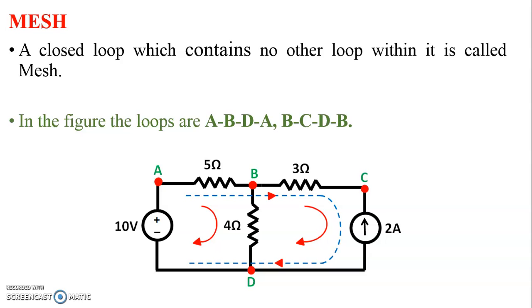So next is the mesh. A mesh is a closed loop which contains no other loop within it. So in the figure we have 2 closed loops. One is A, B, D, A. Another one is B, C, D, B. So these are the meshes of the given figure.